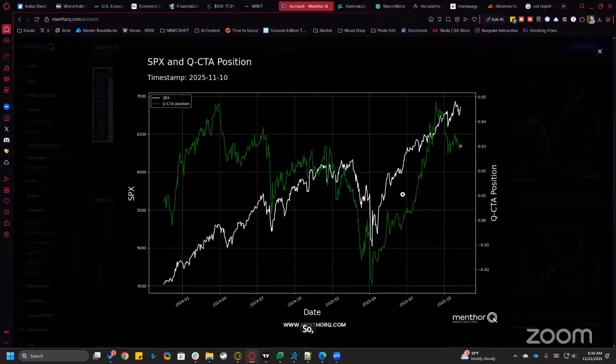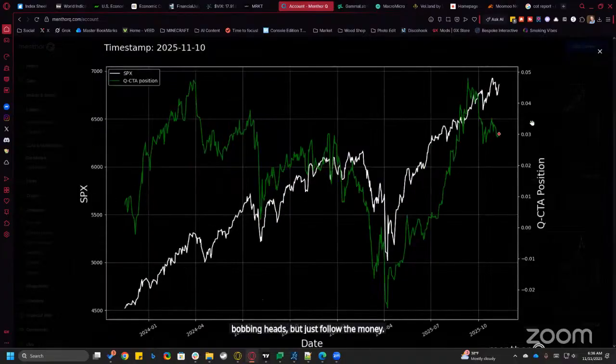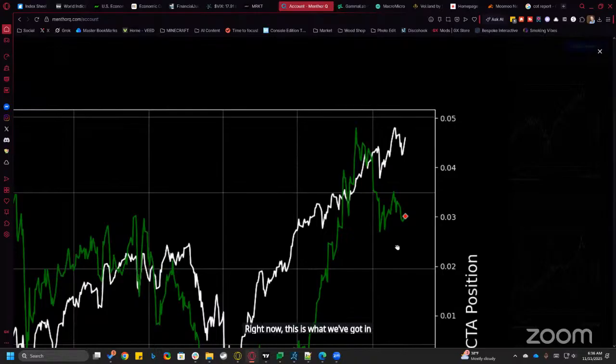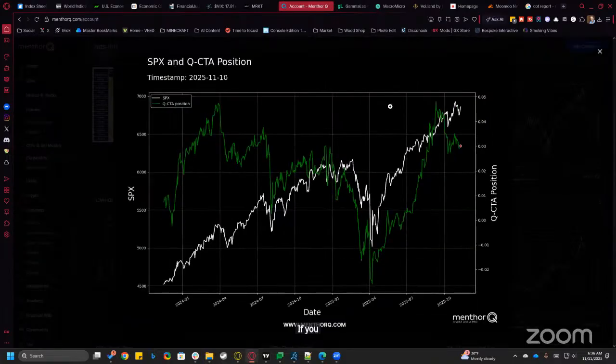But this also is just a snapshot, CTA positioning. So we can hypothesize and guess and speculate on what it is that they're doing, and we can listen to what they say on TV and the bobbing heads, but just follow the money. Right now, this is what we've got in the S&P. They got risk off a little bit, right? If you look, all they did is ran it back up to their previous allocation.